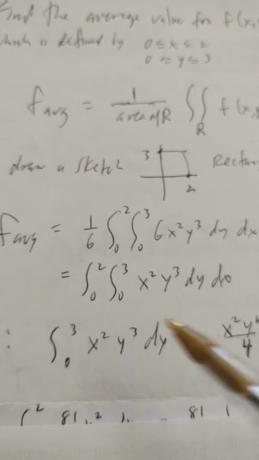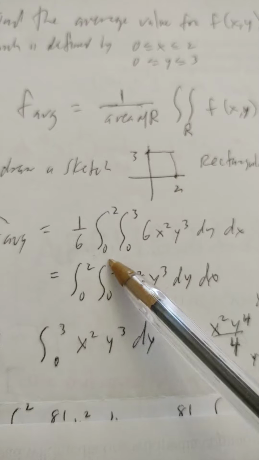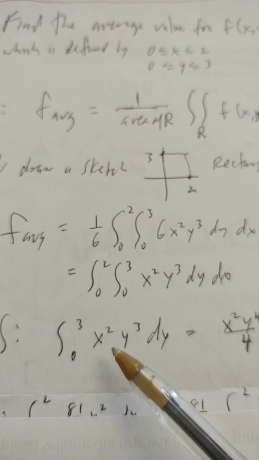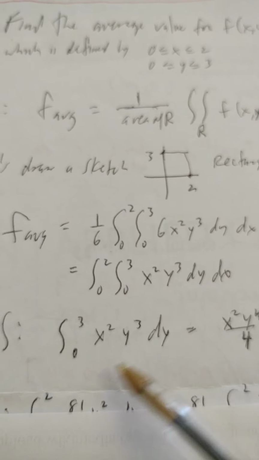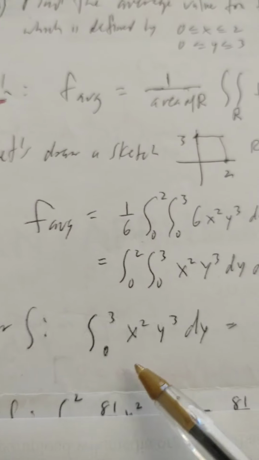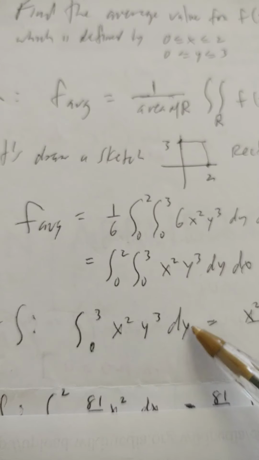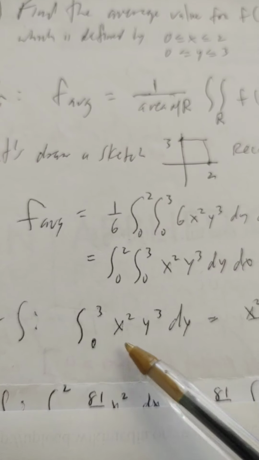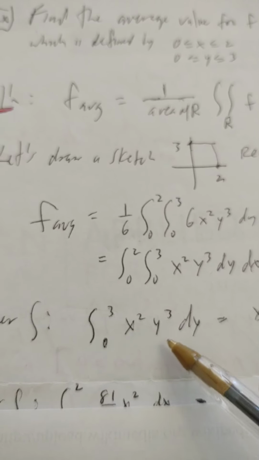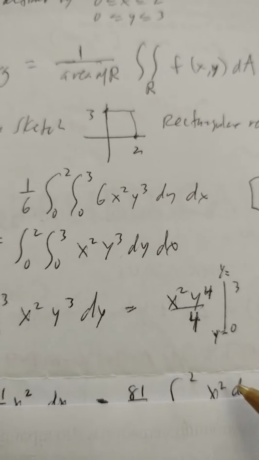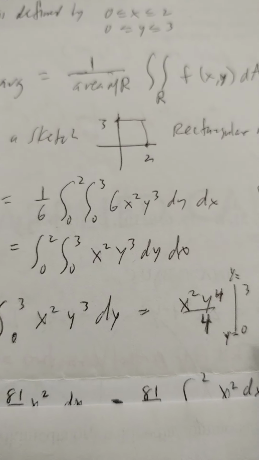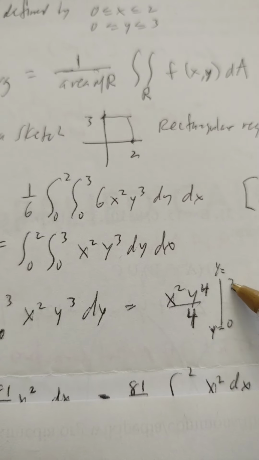Okay, so to do this double integral, we're going to do the inner integral first. So from 0 to 3 of x squared y cubed dy. Remember, these are y's. So I'm doing the inner integral first. And because I'm integrating with respect to y, you treat x squared as a constant. So this answer is going to be x squared times y to the 4th over 4. And then we're evaluating from y equals 0 to y equals 3.